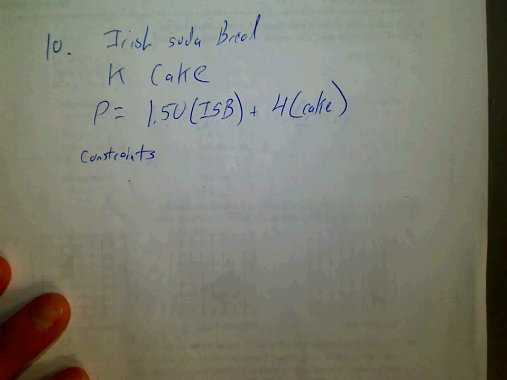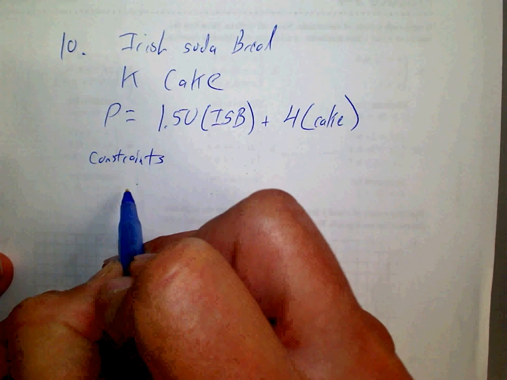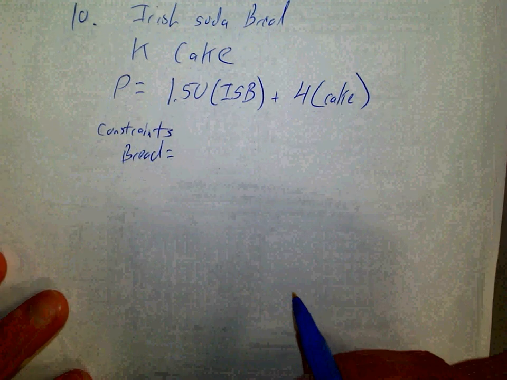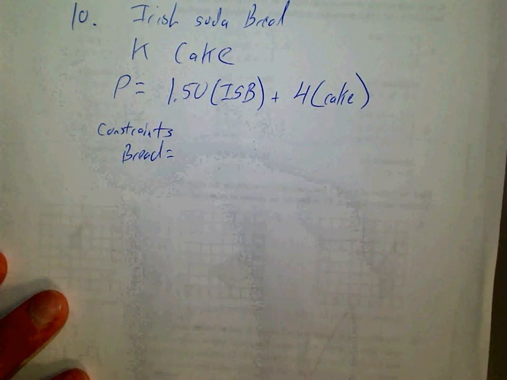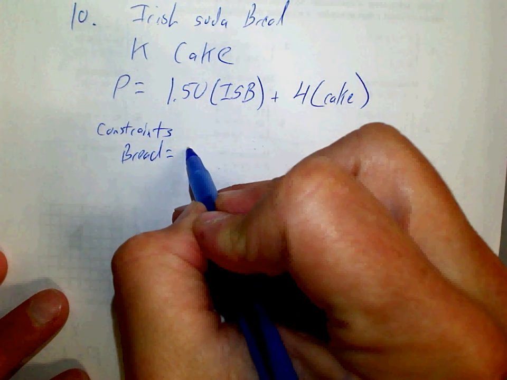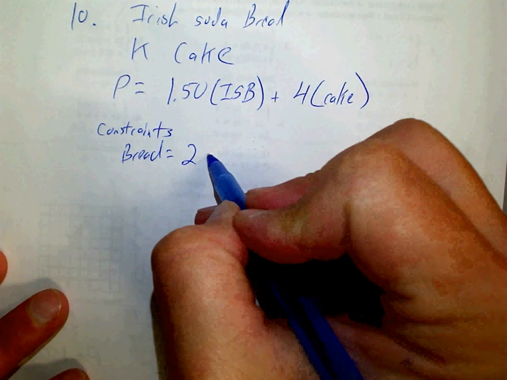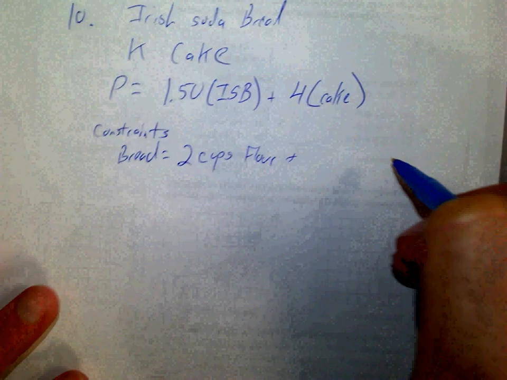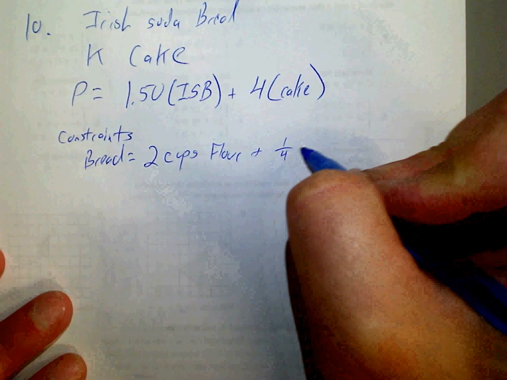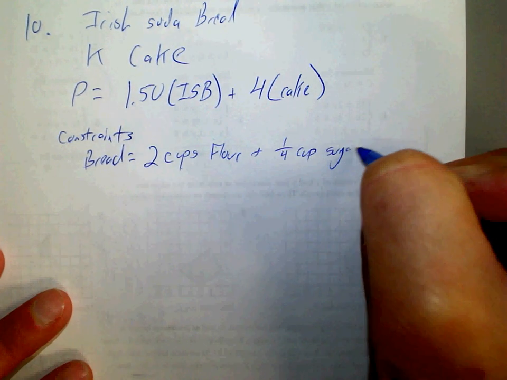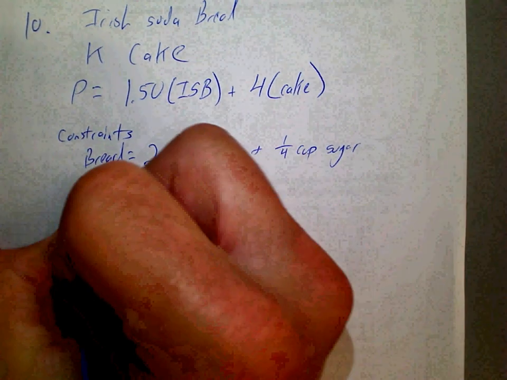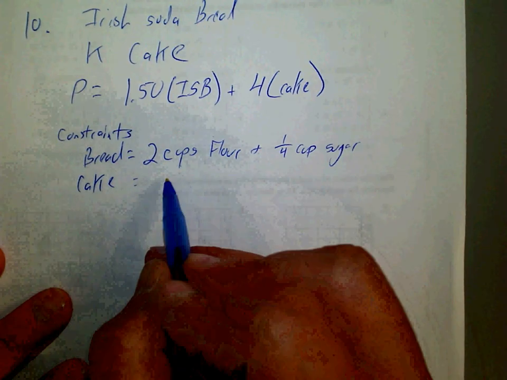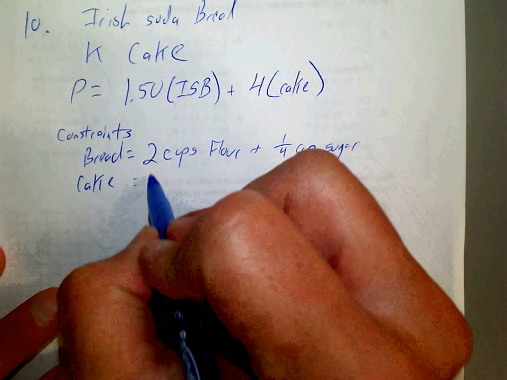Let's talk about how much it takes to make a bread. Bread takes how much? 2 cups flour, 1/4 cup sugar. So not much to make the bread. What about the cake? How much does it take to make the cake? 4 cups flour and 1 cup of sugar.